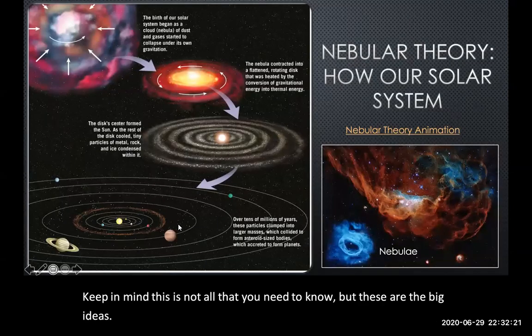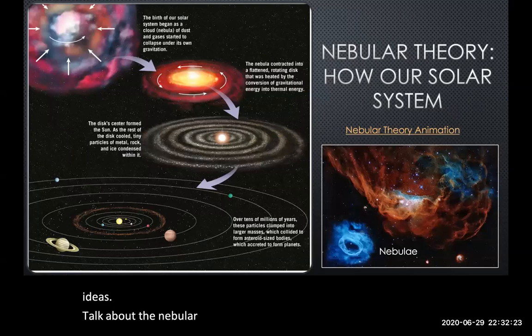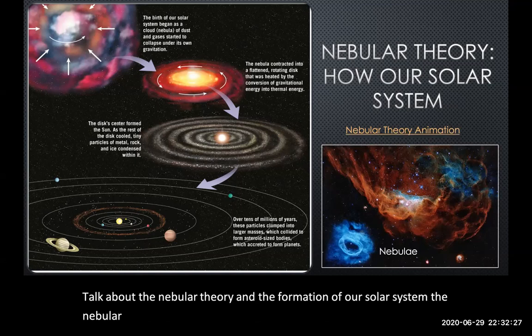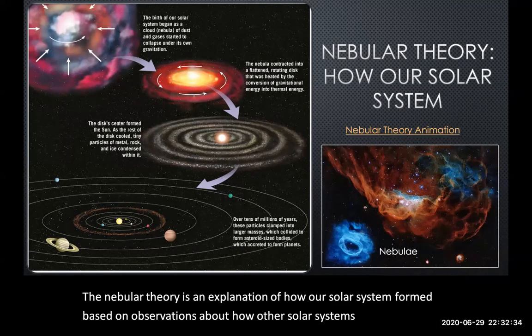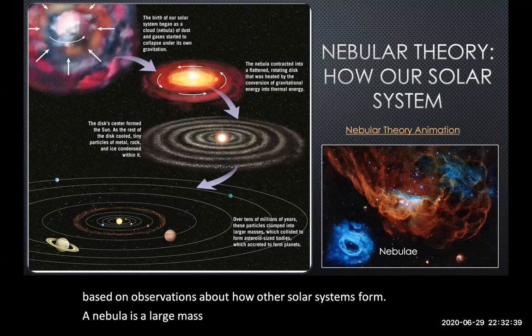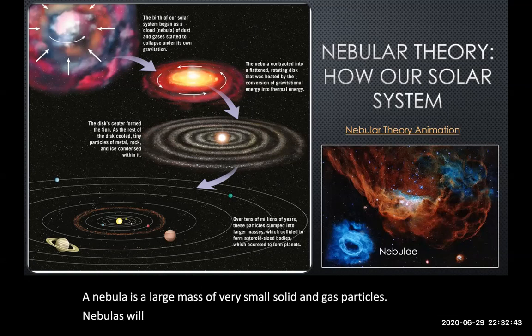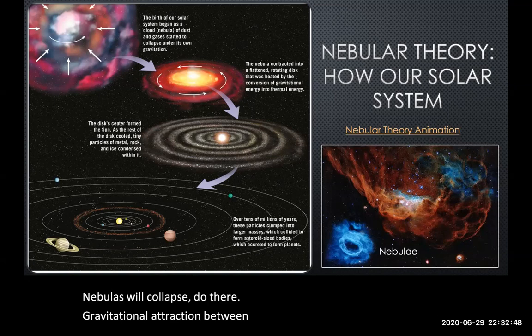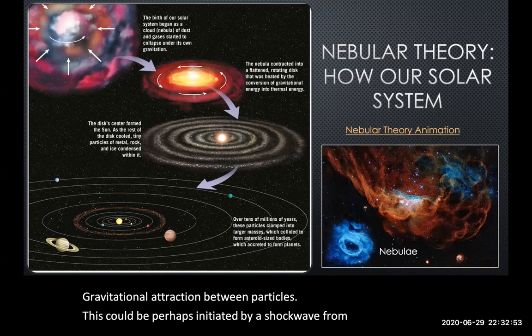Let's talk about the nebular theory and the formation of our solar system. The nebular theory is an explanation of how our solar system formed based on observations about how other solar systems form. A nebula is a large mass of very small solid and gas particles. Nebulas will collapse due to the gravitational attraction between particles. This could perhaps be initiated by a shock wave from an exploding star, also called a supernova.